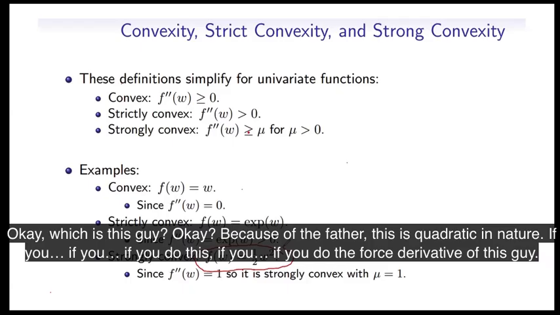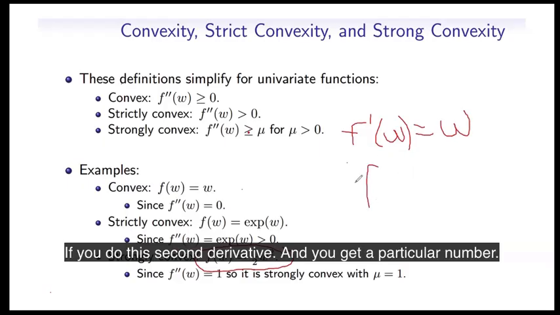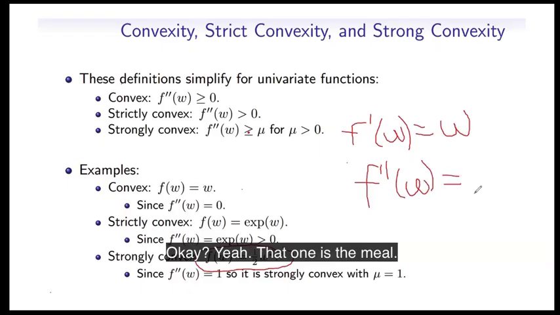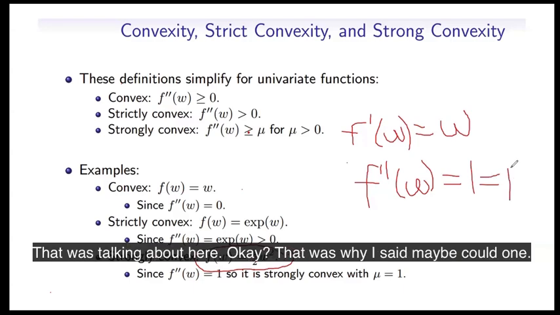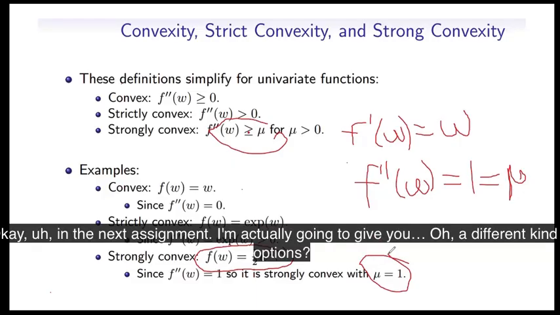Now, if you take a look at another function, which is this one, because this is quadratic in nature, if you do the first derivative, it's actually going to be w. If you do the second derivative, you get a particular number, one. That one is the mu that we talk about here. That was why I said mu equal to one, and one is greater than zero. Now, that is what we call strongly convex.